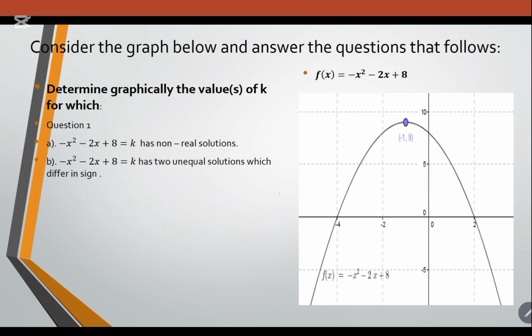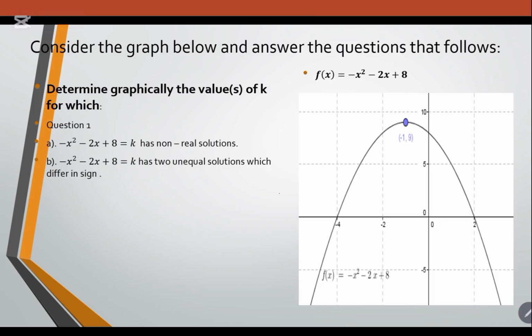The next question says, determine graphically the value or the values of k for which -x² - 2x + 8 = k has two unequal solutions which differ in sign. There must be two unequal solutions which differ in sign. So that means one of the values of x should be negative and the other one should be positive.